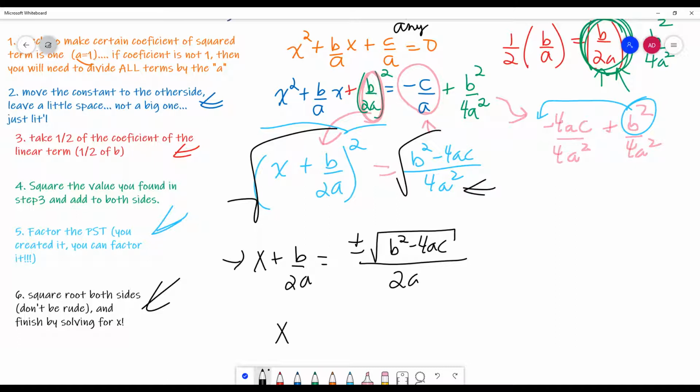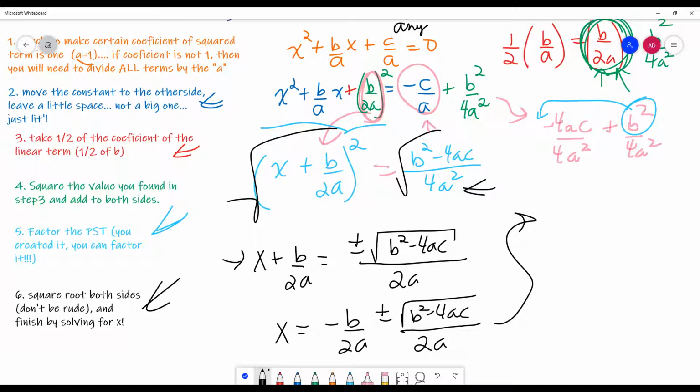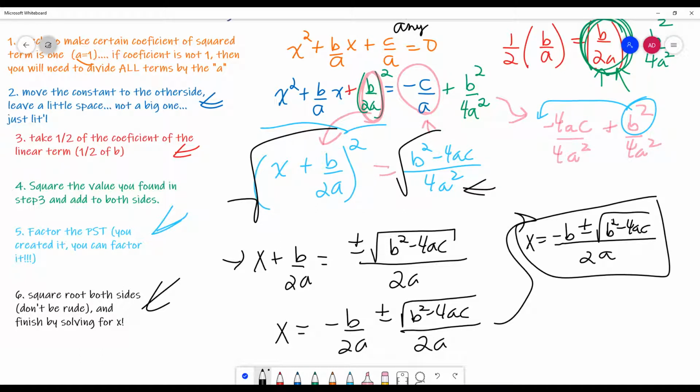Isolate your x. x is equal to negative b over 2a plus or minus the square root of b squared minus 4ac over 2a. As we said in those previous videos, I can rewrite this all as one: negative b plus or minus the square root of b squared minus 4 times a times c, the entire thing, over 2a. Does that look familiar? Well, it should. That's our quadratic formula. I know, super exciting.